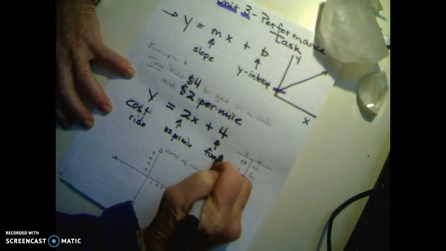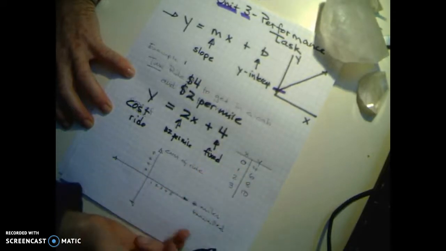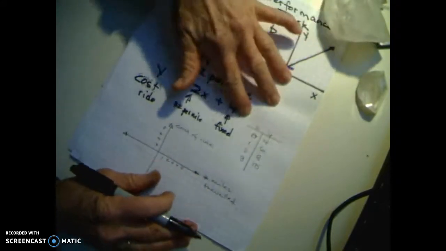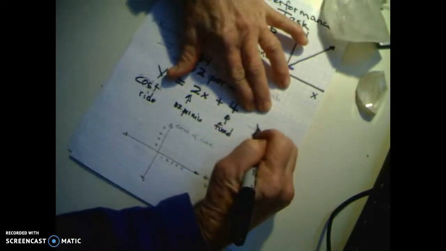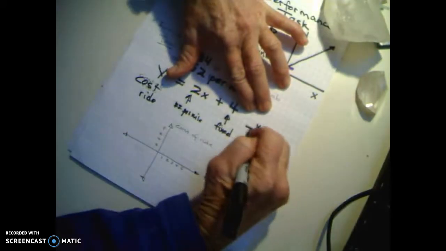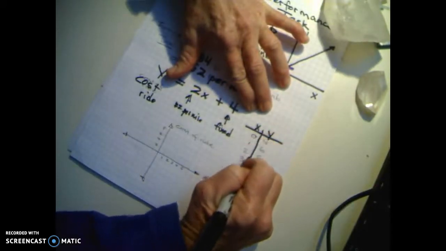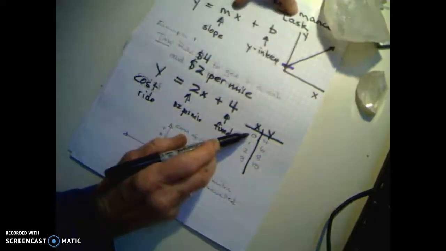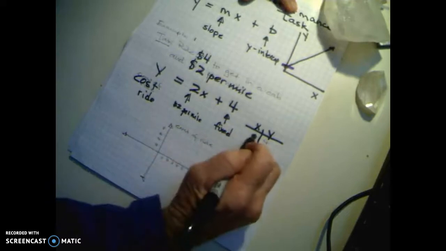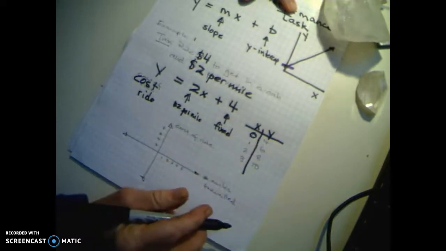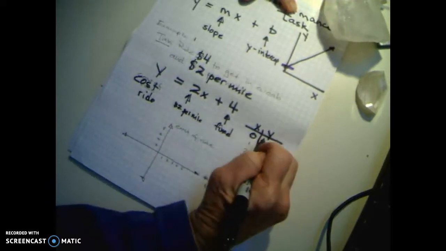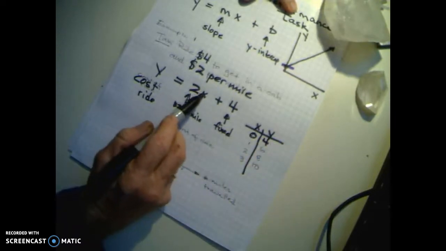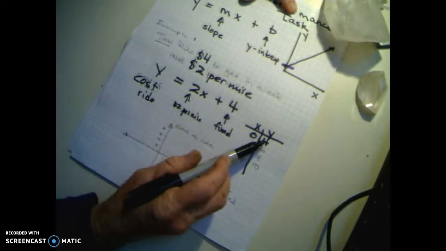The second thing you're going to have to do in your performance task is come up with a data chart. And a data chart is nothing more than what we did at the beginning of the year. I have my x on my left, my y on my right, and I choose my inputs. I choose my independent variable. So if I get in my cab and I choose to go 0 miles, I just get in and get out, I have to pay $4. Because if I put that in my equation, 0 times 2 is 0, 0 plus 4 is 4.